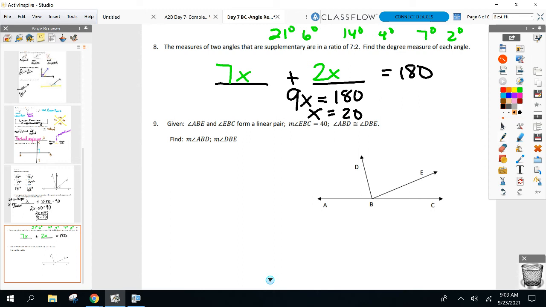What's the question asking? Find the degree measure of each angle. Is 20 degrees one of my angles? No, that's what I got to multiply 7 and 2 by. Here you go. So one angle is going to be what? 140. 7 times 20, 140. That's where we're getting the 140 from. And then the second angle will be 40. Quick check. Are they supplementary? Yeah. Okay, quick check. We're good.